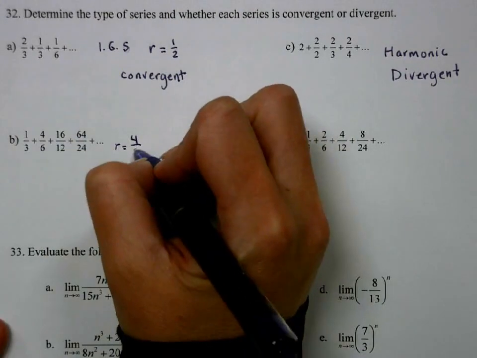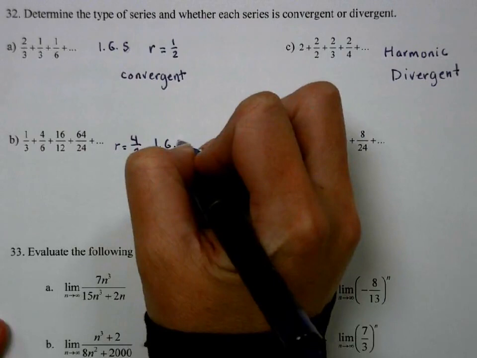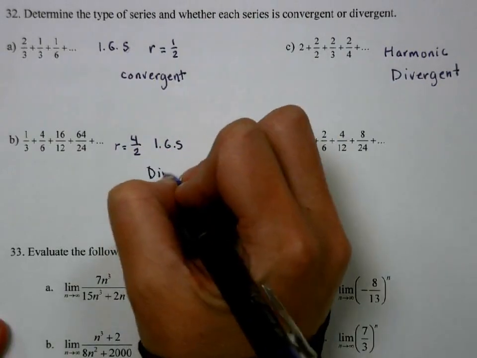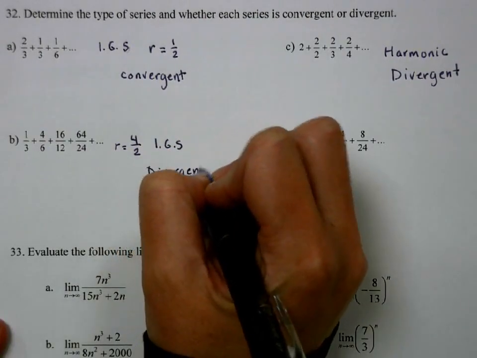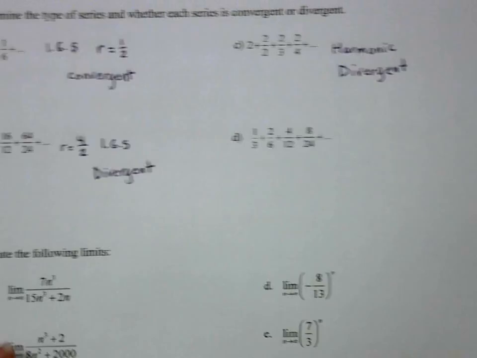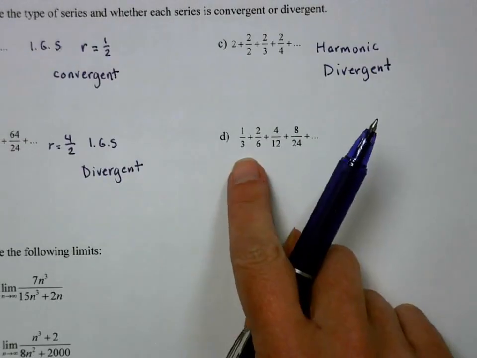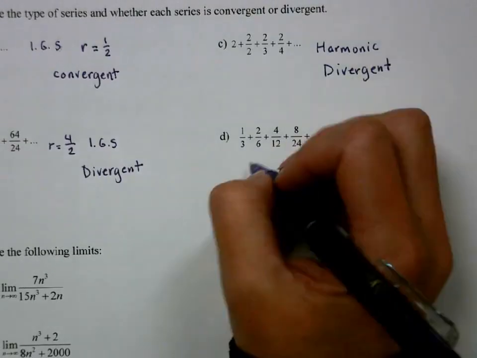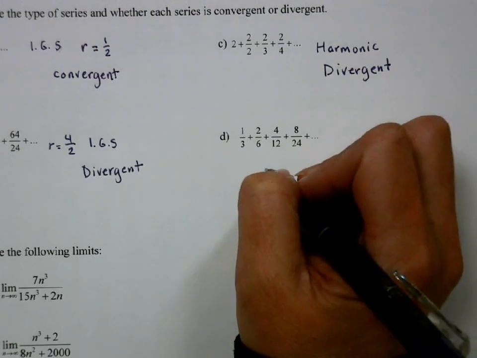This one we're multiplying by 2 on the top and 2 on the bottom, so our ratio is 1. So this is actually divergent, and it would be geometric, or arithmetic, I guess.